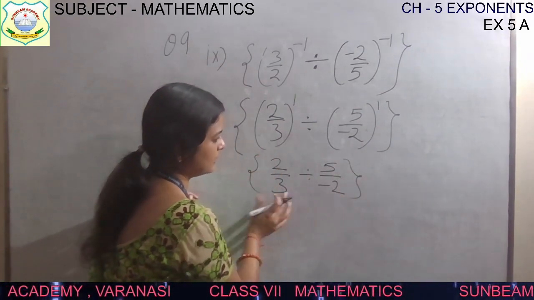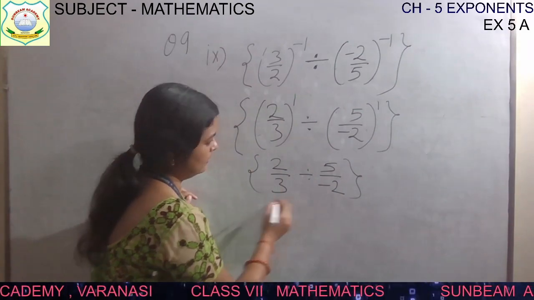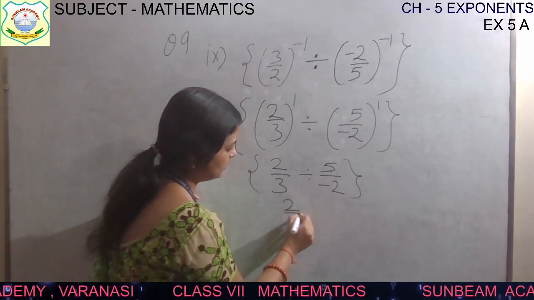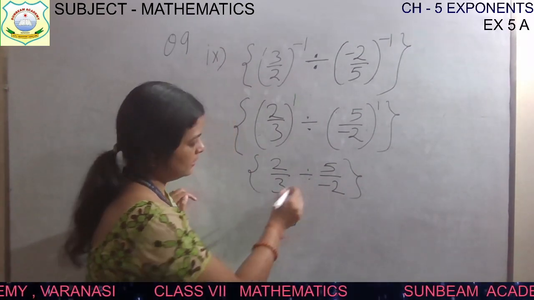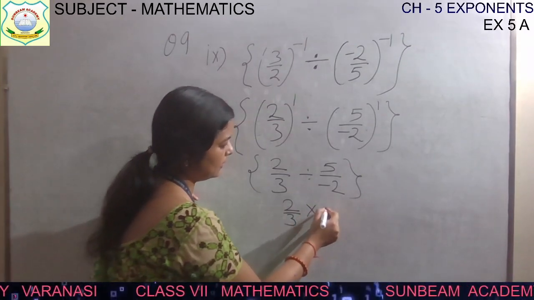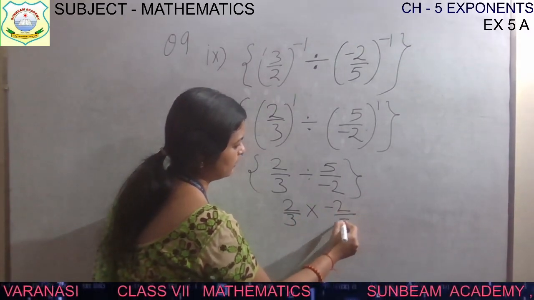When you open this bracket, it means you are dividing it. So next step, beta, 2 by 3 will remain the same. Divide will change into multiply. And minus 2 by 5.